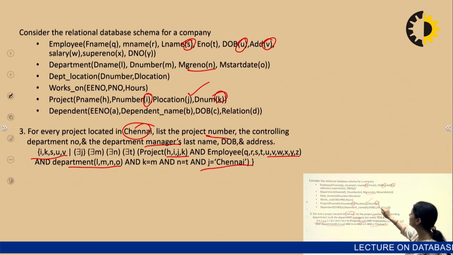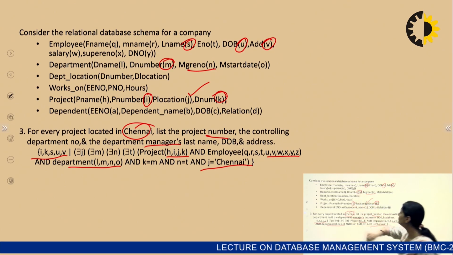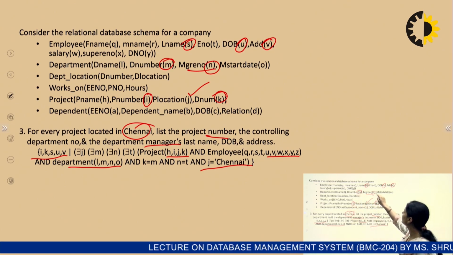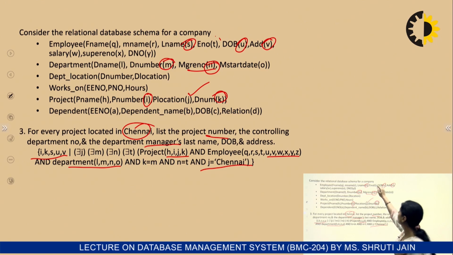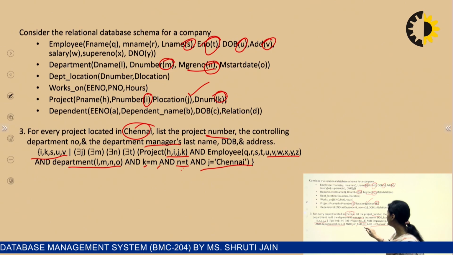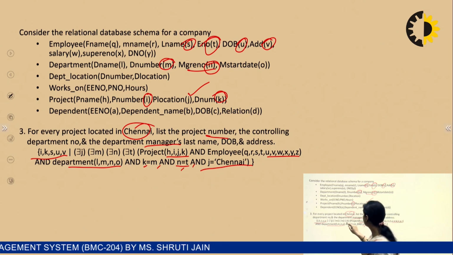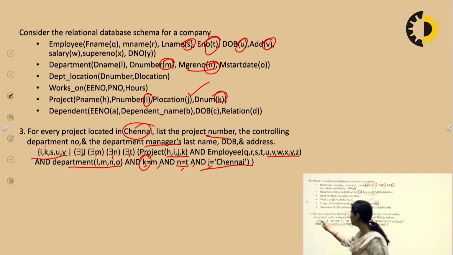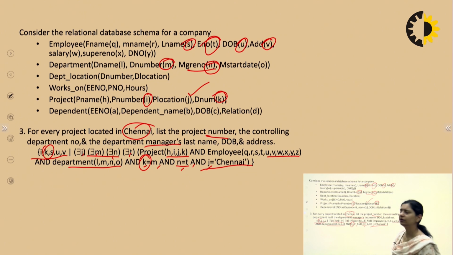So we have dnum is equal to, that is K is equal to M with this table. And manager number should be equal to the employee number. So N equals to T. And all these K, M, N and T and J are to be there. But because K is already displayed over here, so we may omit it from here.